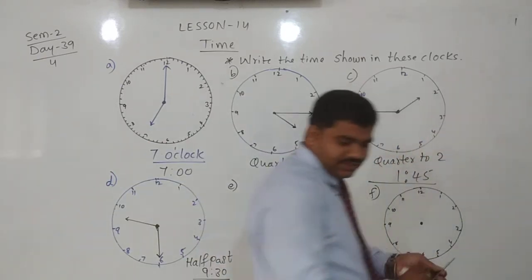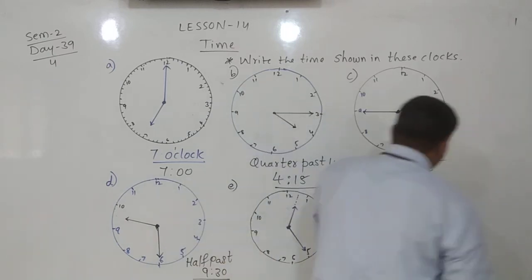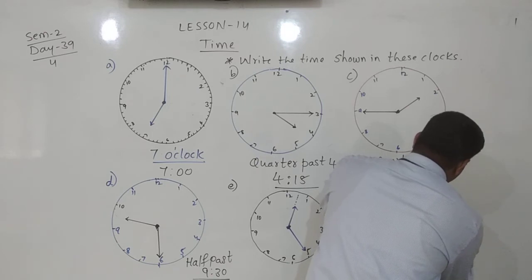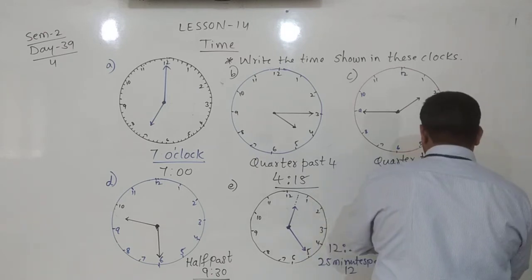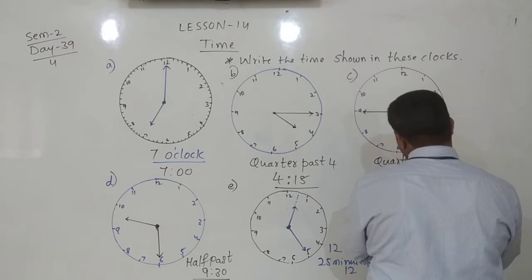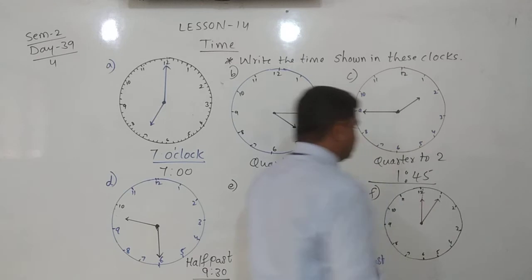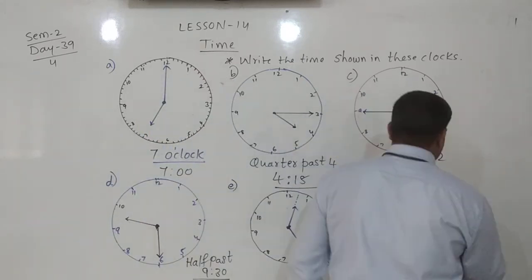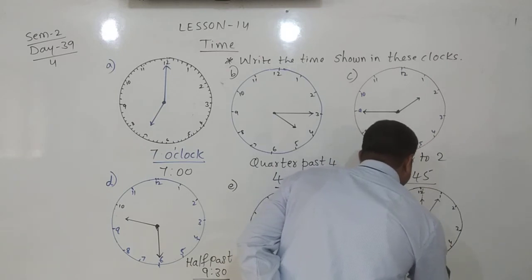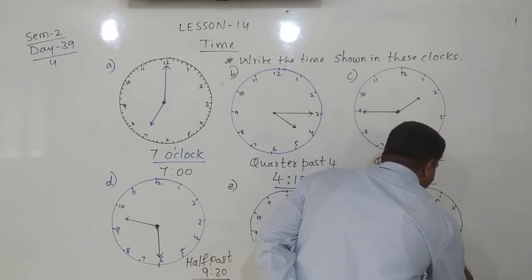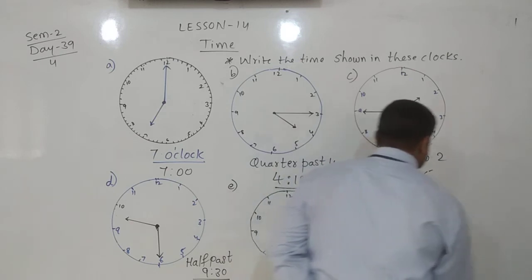We will draw the minute hand first. The minute hand is at 1. See the clock. And the hour hand is a little just after 12. Yes, like this. Now the time is 5 minutes past 12. Then we can write 12:05. Then 5 minutes past 12. 5 minutes past 12 is the time.